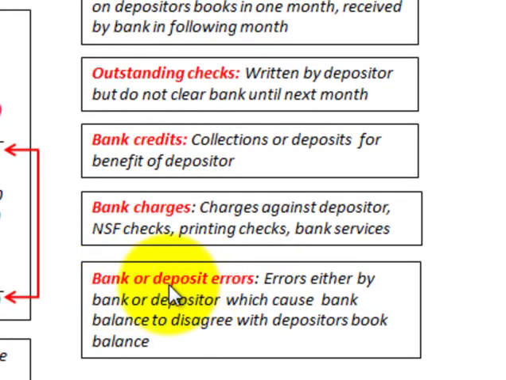And then we have bank or deposit errors. Those are errors either by the bank or the depositor which cause the bank balance to disagree with the depositor's book balance. So here the bank balance doesn't agree with the depositor's books balance due to errors either by the bank or by the depositor or the company.